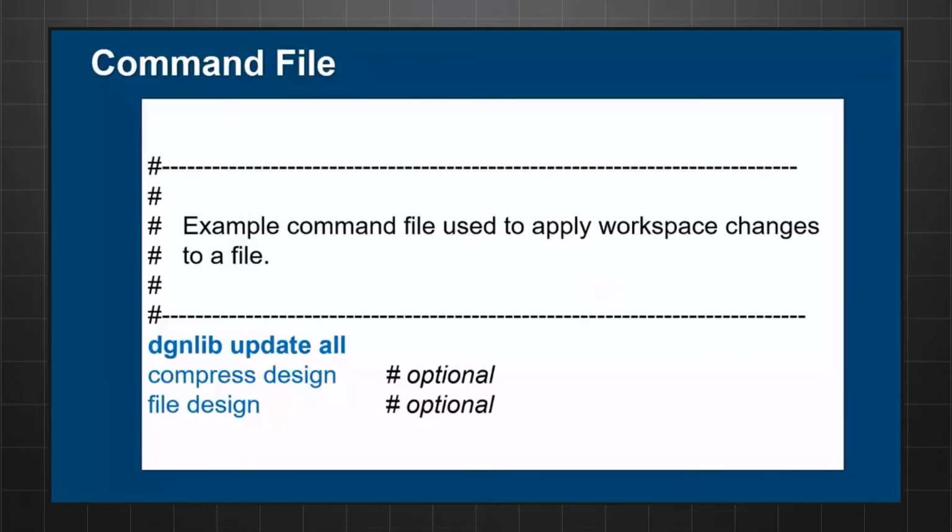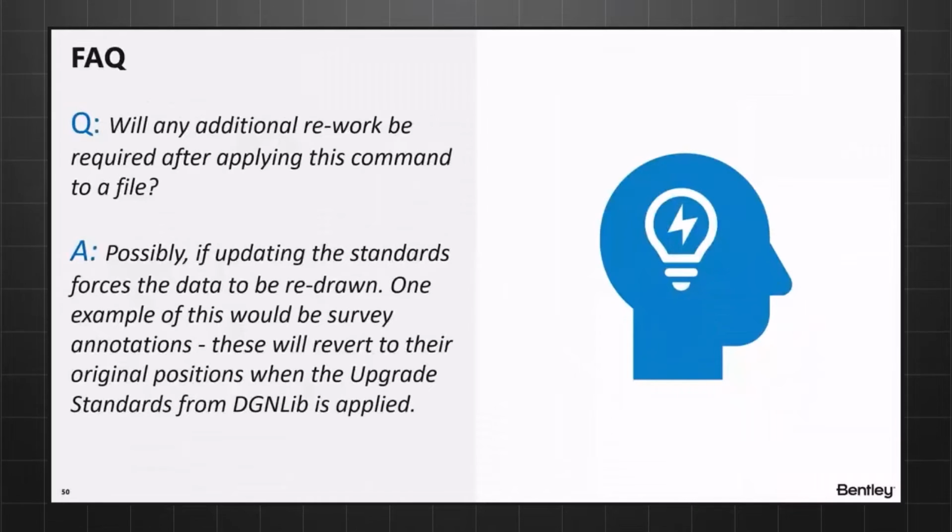Once again, if you want to put optional commands in there, such as compress and file design, you are welcome to do that. Now, one of the questions that comes up from time to time is this, if I update standards from my DGN Live, is that going to necessitate any additional rework on my part? And it is possible. If when you update the standards, it forces the data to be redrawn. So for example, let's say you updated and you changed something about it, like the level or the color. In order to take that on, it has to redraw it. And in some situations, that can cause some issues.